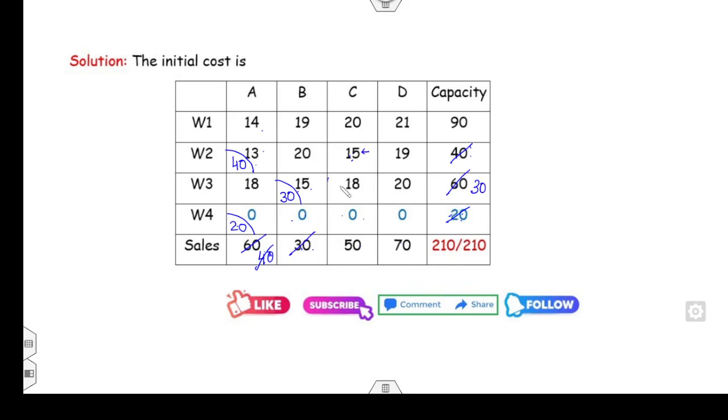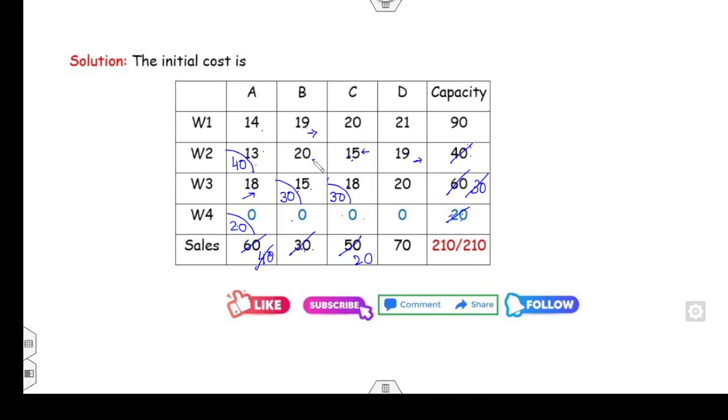Next smallest number will be 18. Fine, there are two numbers 18, but corresponding to this 18, there is no sale. Corresponding to this 18 is 30 and 50. Minimum element is 30. Allocation remaining is 20. Next number is 19 and 19. But corresponding to this 19, there is no capacity. Corresponding to this 19, there is no sale.